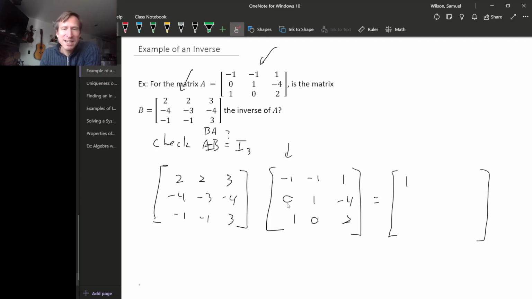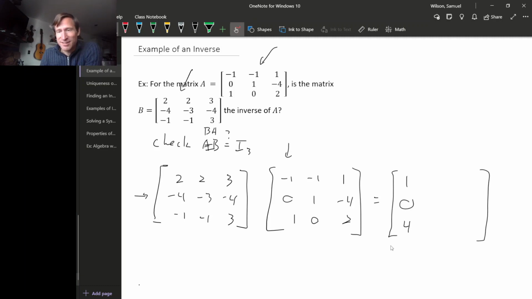Have to keep checking. So taking this first column down to the second row, we're going to get plus 4 minus 3 plus 4 plus 0 minus 4, 0. Okay, I can't do arithmetic today. And then bottom row, we get 1 plus 0 plus 3. So we're getting a 4.